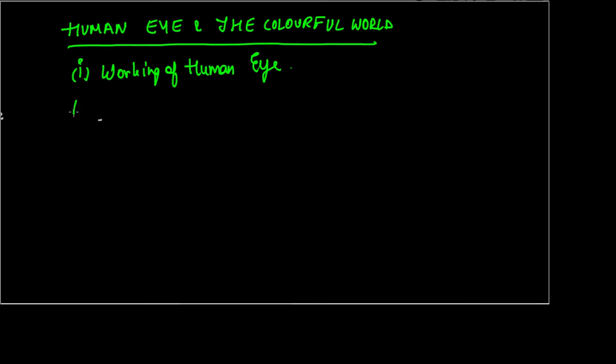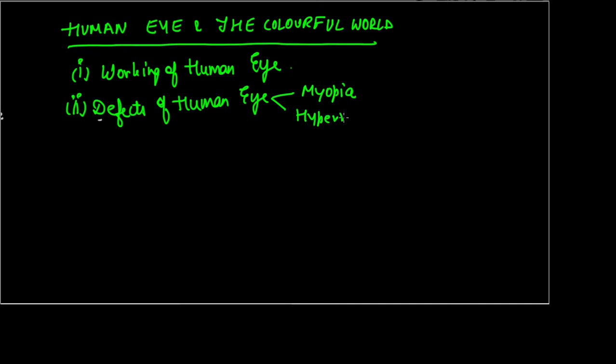The second part is defects of the human eye. Predominantly there are three in your course, but there is a slight mention of one more in the textbook if you see carefully. There are three main ones: myopia, that is nearsightedness, then hypermetropia, that is long-sightedness, and presbyopia, which is a combination of myopia and hypermetropia caused due to old age. Please be clear with their causes, their correction and what they basically mean.